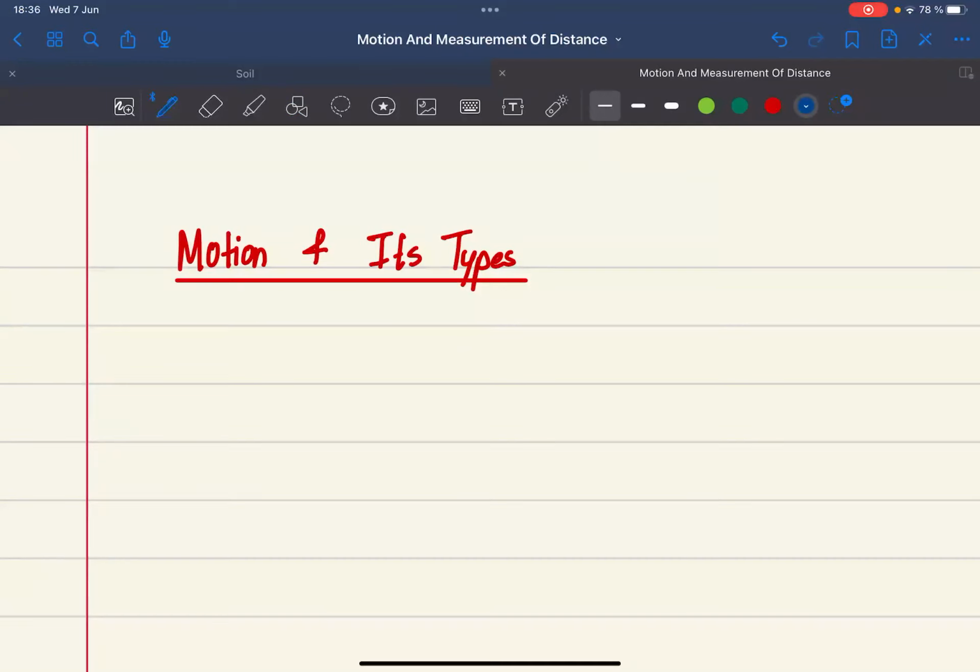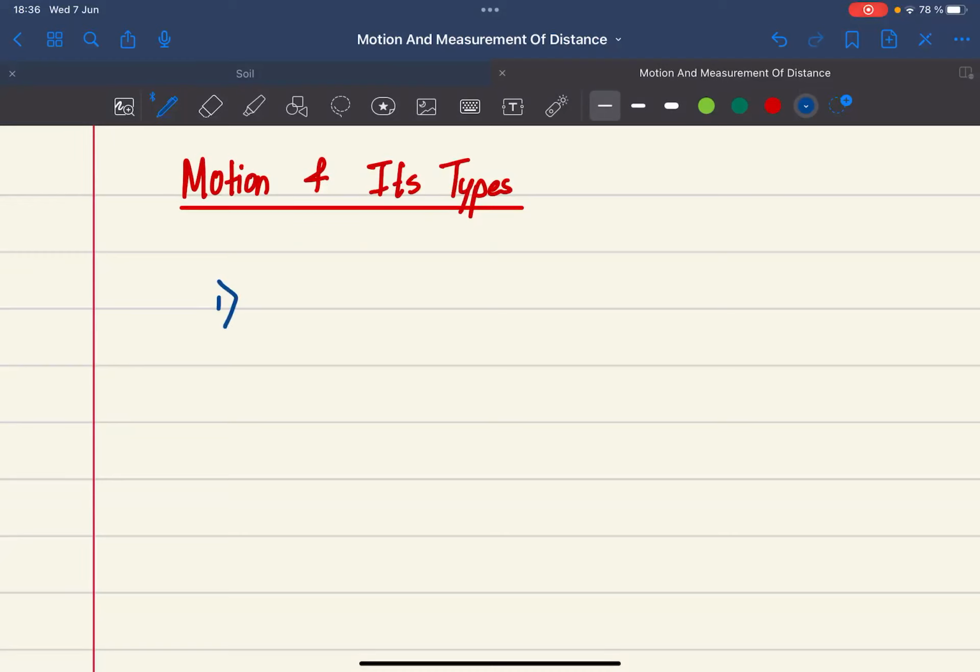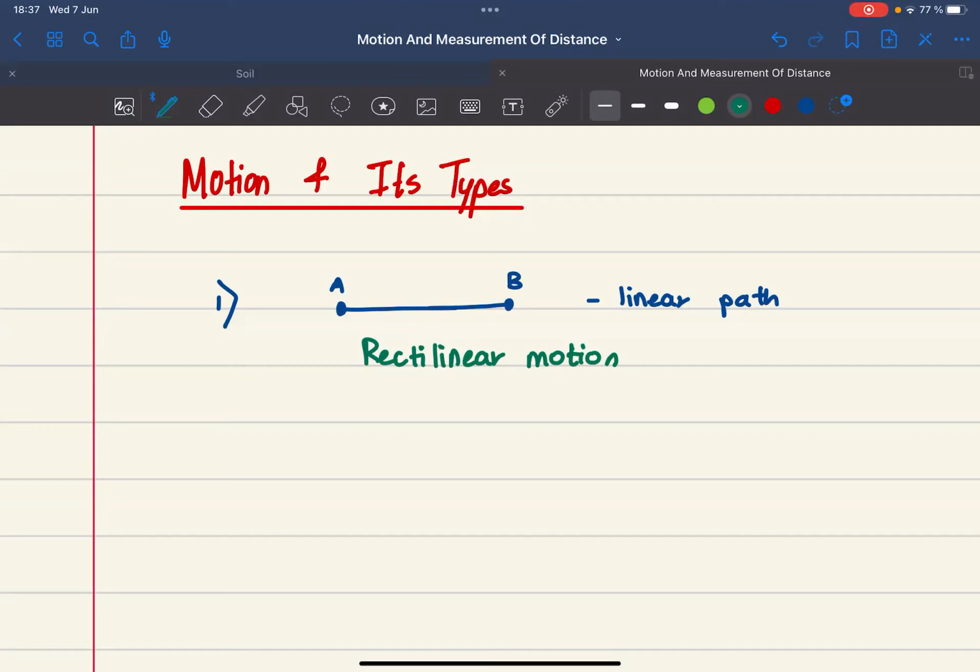So when a body is moving in a straight line, or in a straight path, first type, it's moving straight. It started in A, it's ending in B. So the path is linear. Linear path means straight path. This type of motion is called rectilinear motion. For example, you're rolling a coin in a straight path, or dropping a coin from the top of a building. It will fall straight only. Or a person running in a straight path in a race. So all this is rectilinear motion. A car moving on a straight road, rectilinear motion.